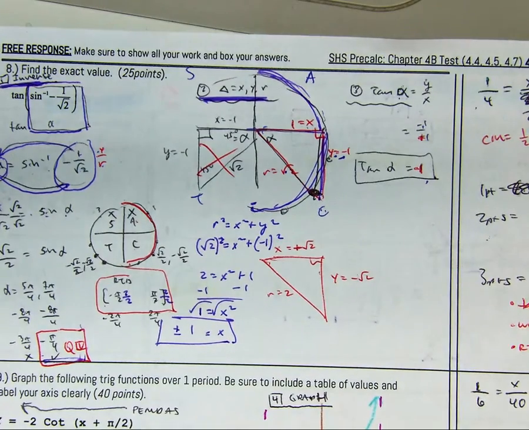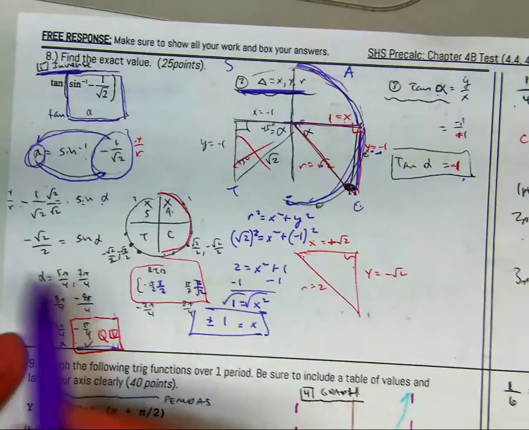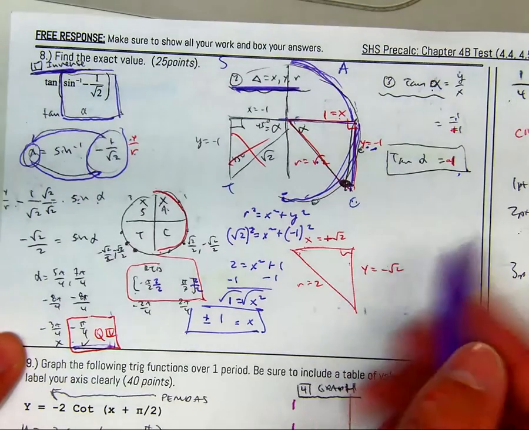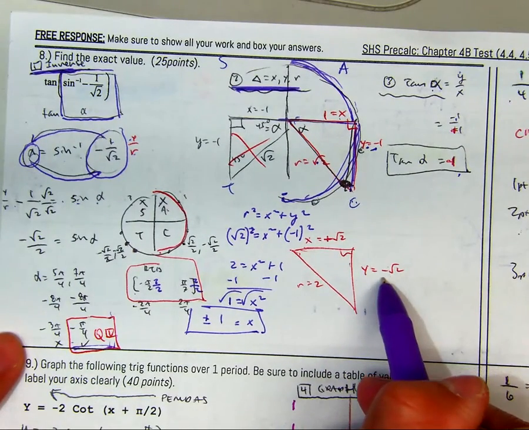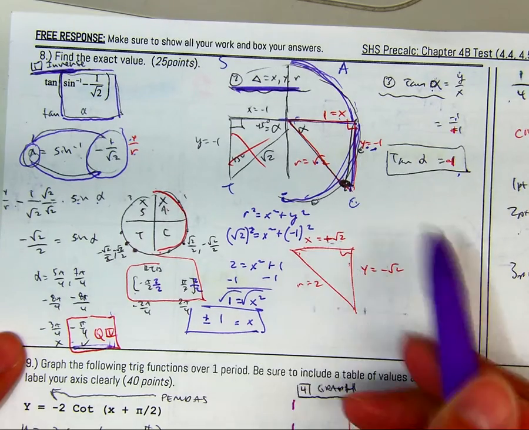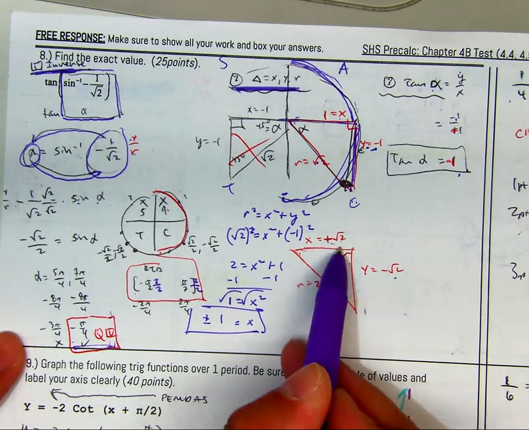What would happen if you actually rationalized it and then did your y over r? You would have a y value of negative radical 2, and then this would be a positive radical 2. So you would have negative radical 2 over positive radical 2, which still gives you tangent of negative 1.